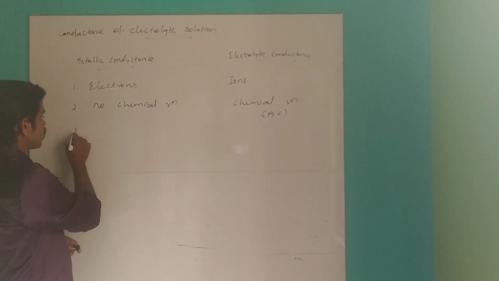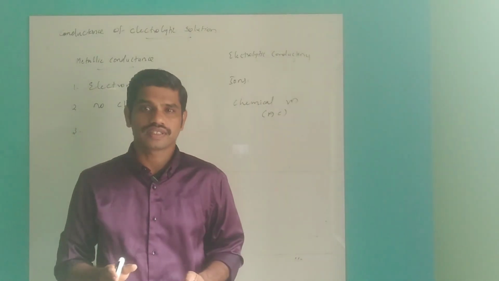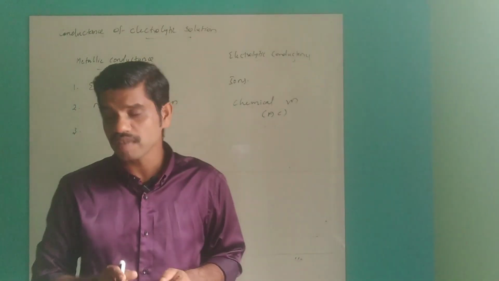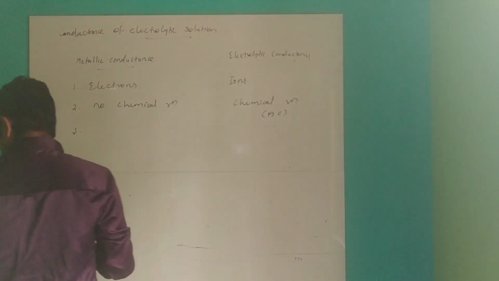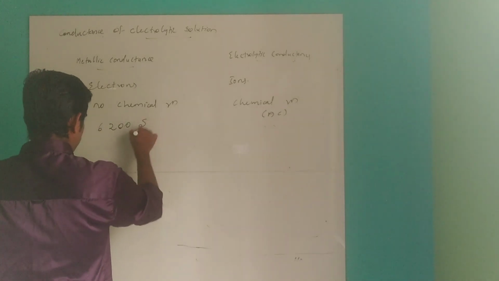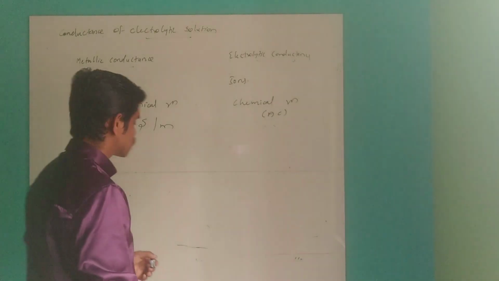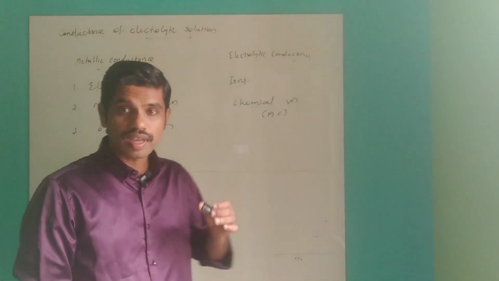Then which metal has the highest conductance? Do you know? Yes, it is silver. Silver has a conductance of 6200 Siemens per meter. This much conductance is very high.